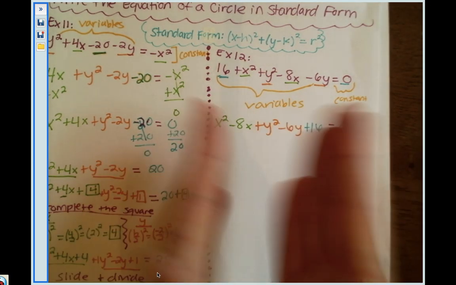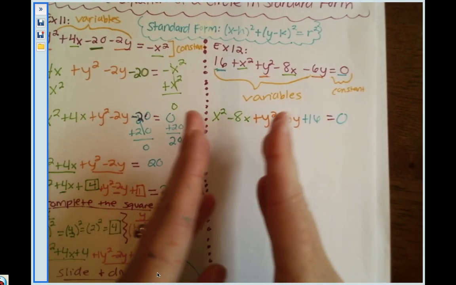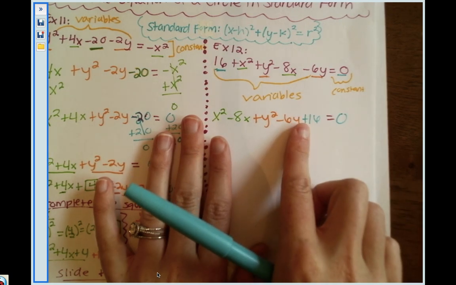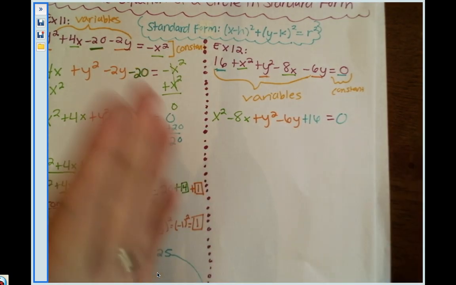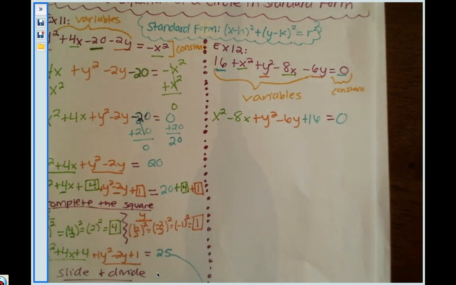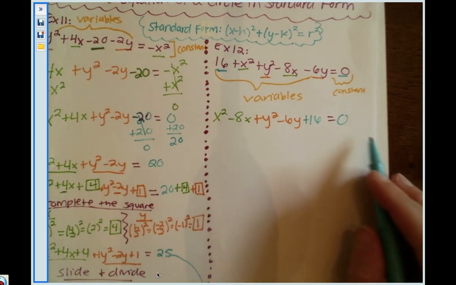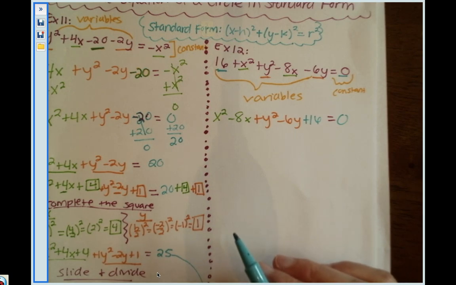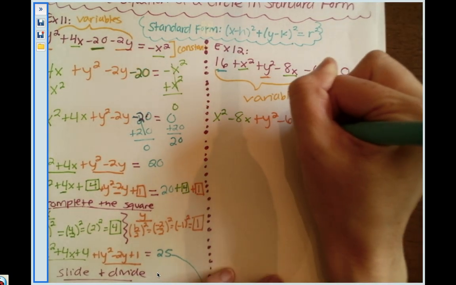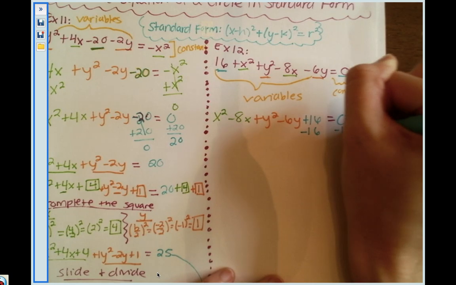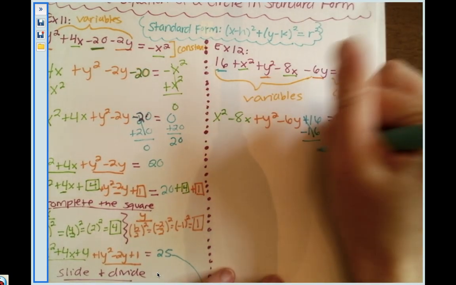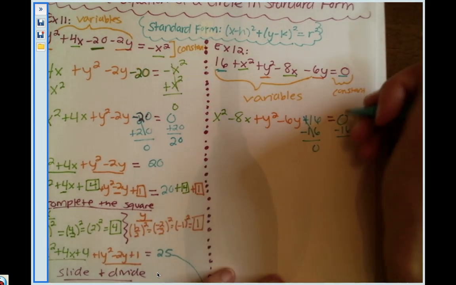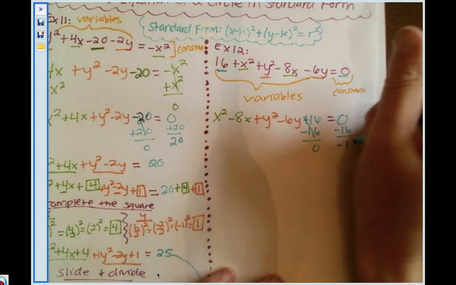I have all my x's and y's on one side. My variables are all together. But now I just need to move my lonely constant to the other side. I guess it's not lonely because it's got 0, so it's going to join together to be with 0. Okay, so how do I move 16 to the other side of my equation? I subtract 16 on both sides. So 16 minus 16 cancels and turns to 0, and 0 minus 16 is negative 16.